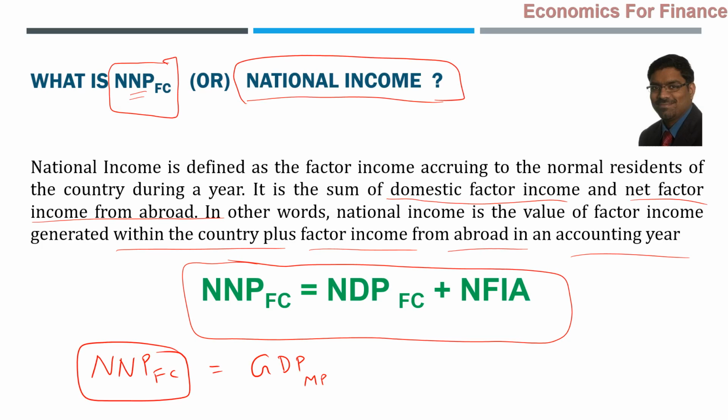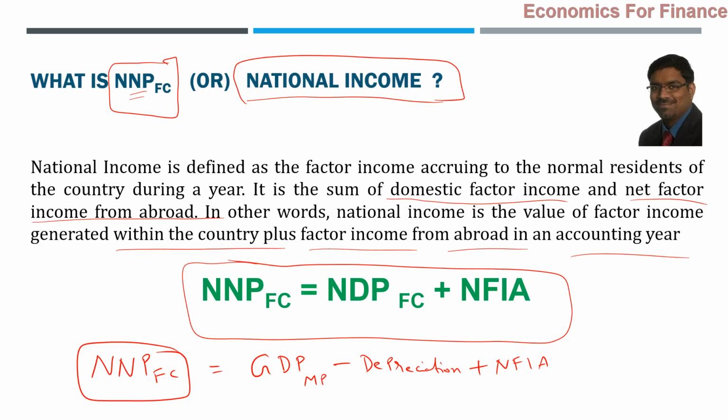Simple. One by one you have to convert. Whichever one you want to convert first, whichever one you want to convert next, that doesn't matter. Let us take one by one. Let us take gross to net. So we have already gross and we need net. Means what? Deduct depreciation first. Then it became net. Then we have domestic to national. How to convert domestic to national? Add net factor income from abroad. You convert it from domestic to national.